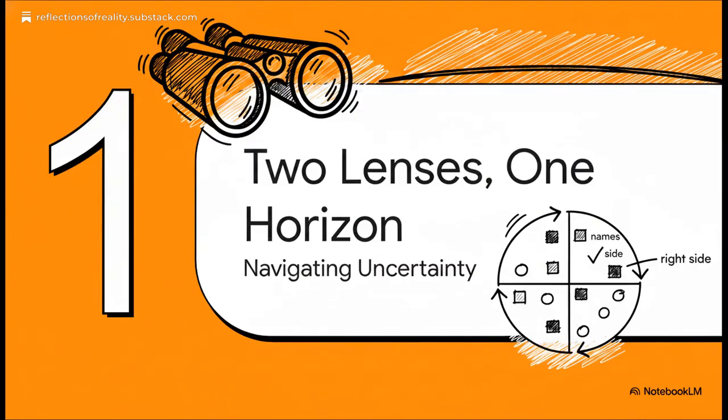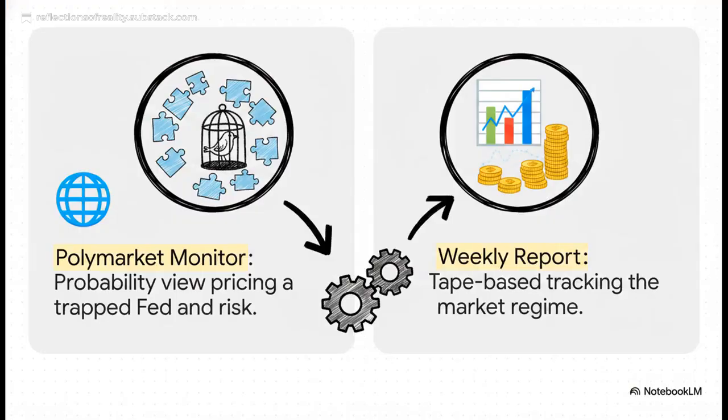Starting off with Section 1, 2 lenses, 1 horizon, navigating geopolitical and monetary uncertainty. So the Convergence Brief relies on this brilliant analytical framework to answer one absolutely crucial question. Do the names you're holding actually sit on the right side of the rotation map? To figure that out, it builds on 2 very distinct sources. On one side, you've got the Polymarket Macro Monitor. Think of this as a probability-weighted view of the world. It literally quantifies a trapped Fed and escalating global risks.